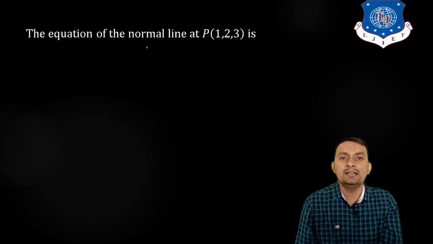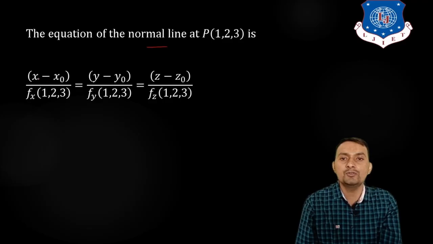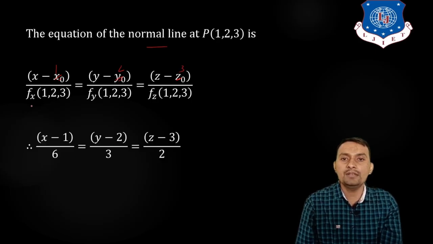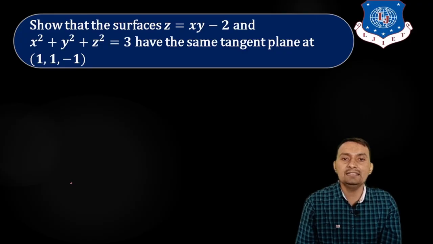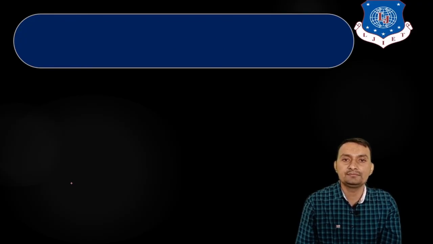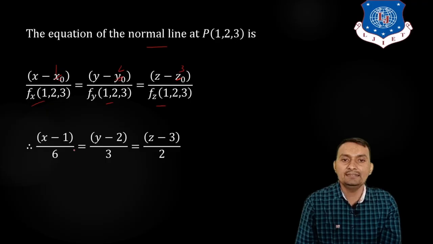Suppose you want to determine the normal line. In that case, you write (x minus x0) divided by f sub x at (1, 2, 3), where x0 is 1, y0 is 2, and z0 is 3. When you simplify and put in all these values, you will get this one, and this is known as the normal line.